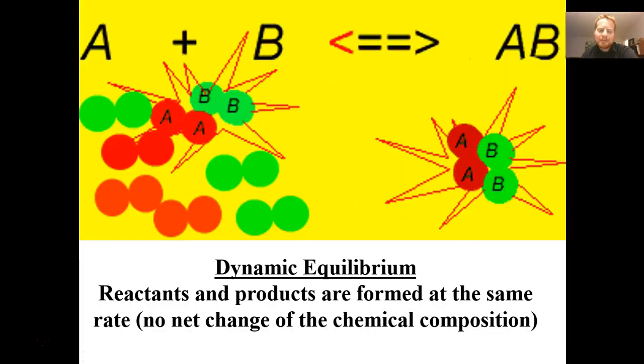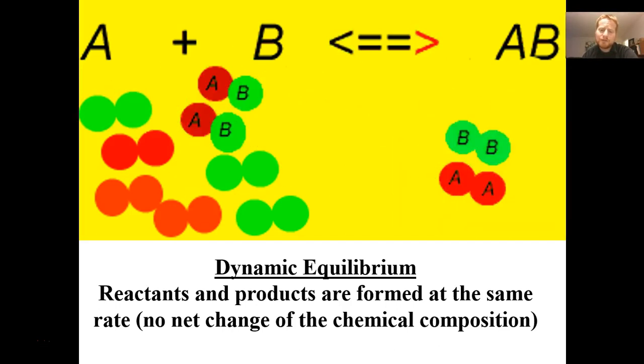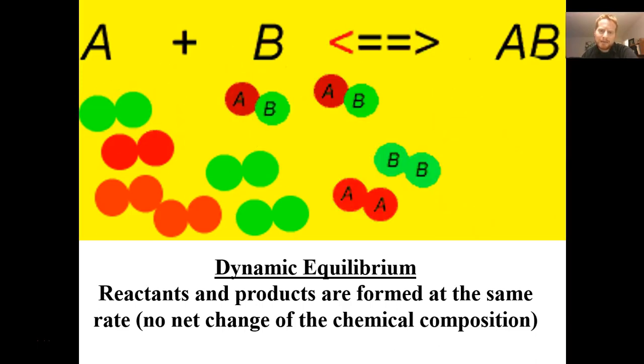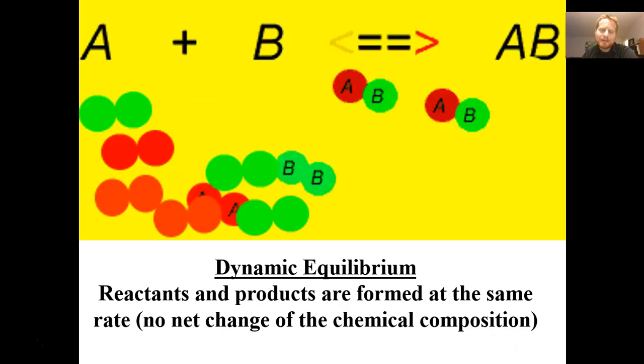So a dynamic equilibrium is when the reactants and products are formed at the same rate. So there's no net change in the chemical composition. We've been looking at the atomic view, but let's say you zoomed out and looked at it with your naked eye. In your reaction vessel, it would look like nothing's happening because the reactants are forming products at the same rate at which the products are going back to reactants.